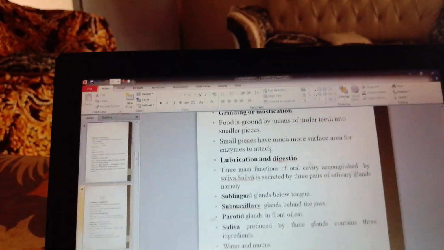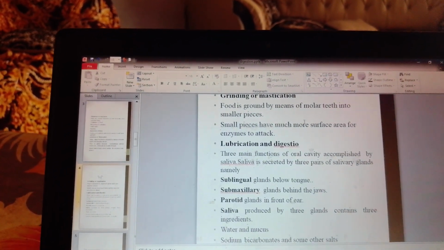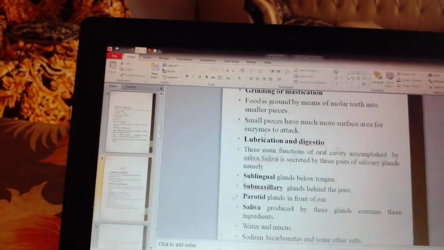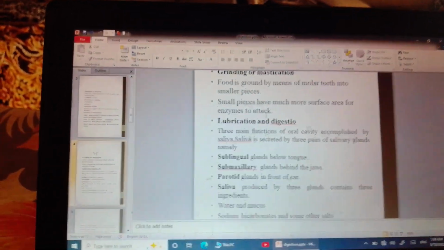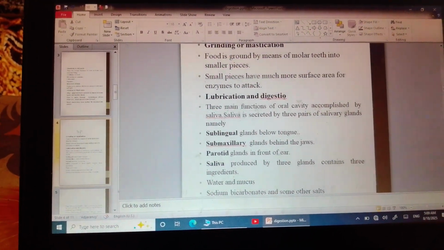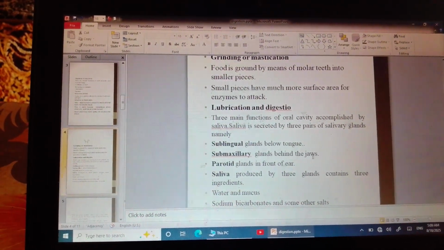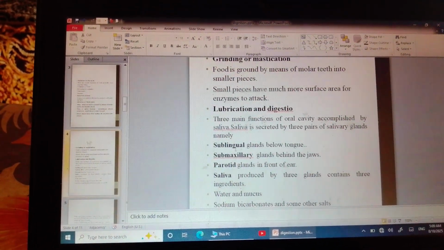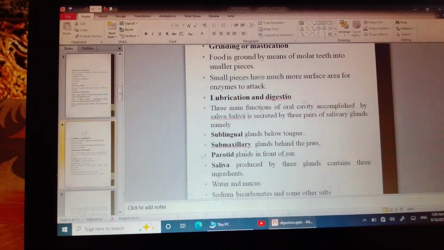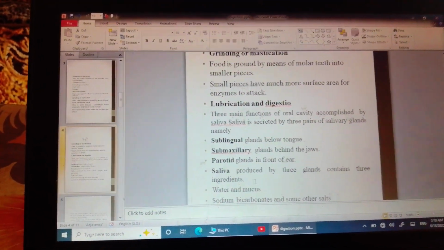The ground food is made finer so that the enzymes can attack. After that, the oral cavity secretes saliva. Saliva is secreted by three pairs of salivary glands: the sublingual glands, which are below the tongue, the submaxillary glands behind the jaws, and the parotid glands in front of the ear.